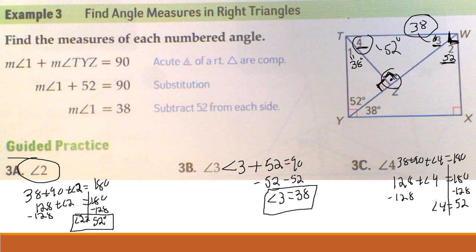So once again, be on the lookout for linear pairs like these two in the middle here, because linear pairs will often give you that missing angle that you need in order to set up a 180 trick for your other triangles.